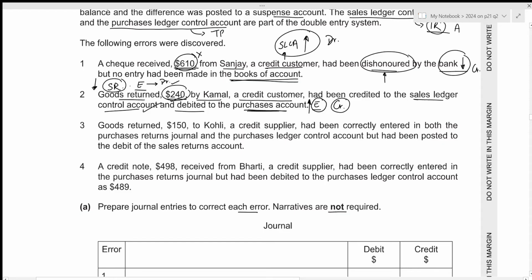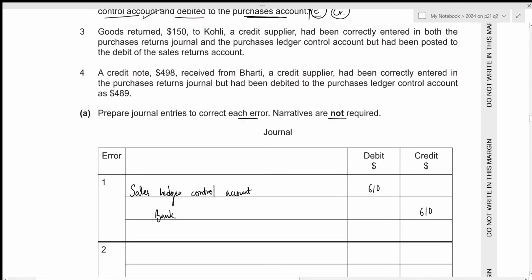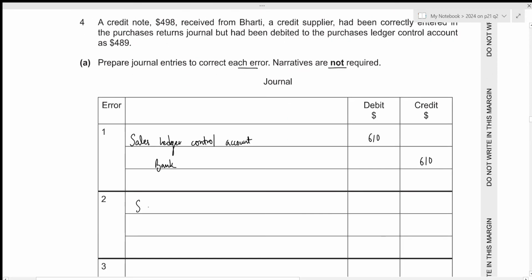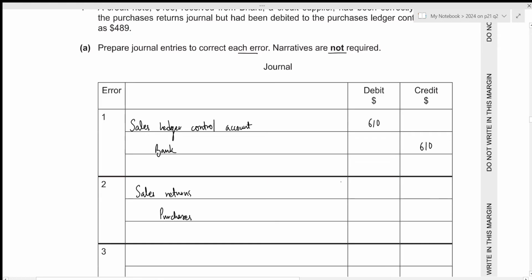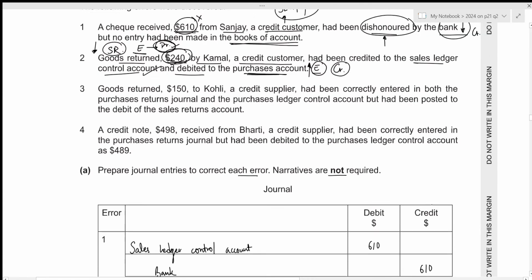We're talking about sales returns, which is an expense which is to be recorded on the debit side. So that's all in this case. Sales returns will go on the debit side. Then the purchases will go on the credit side. Again, there is no suspense within this because we're talking about error of commission, which will not be disclosed by preparing the trial balance. So it will not be included within the suspense account as well. Now the amount to be included is 240. That is all for the second error.